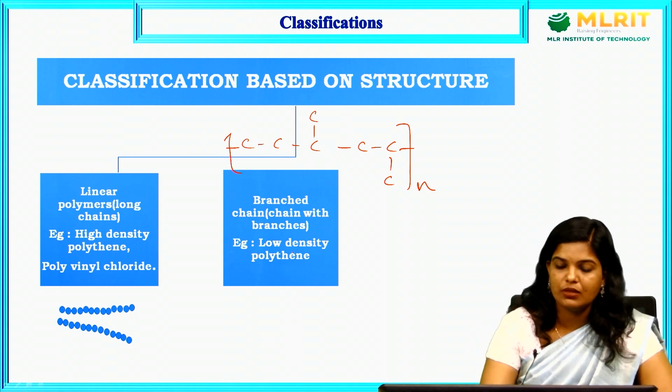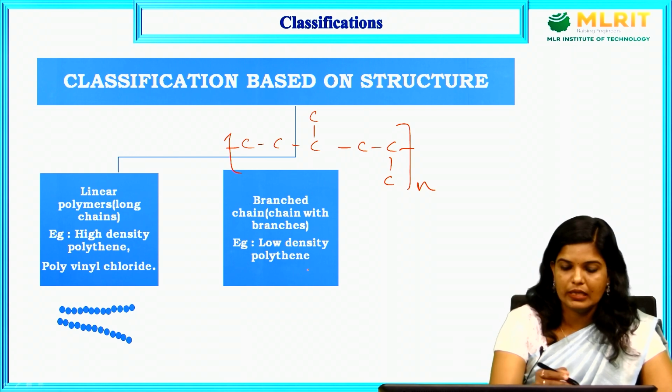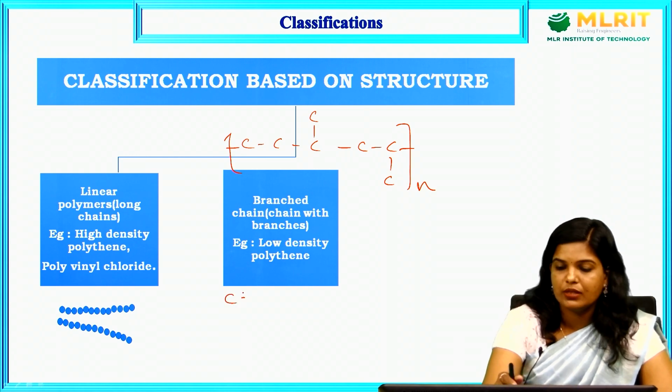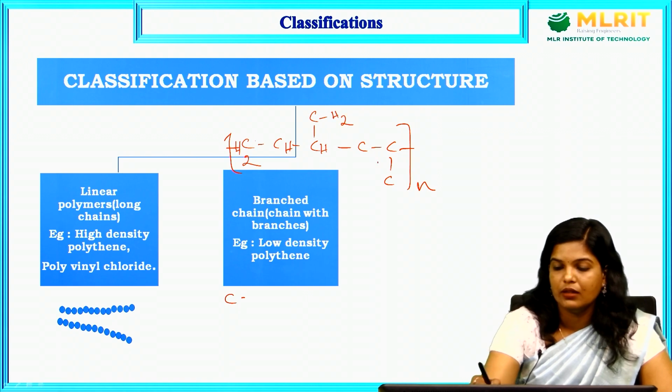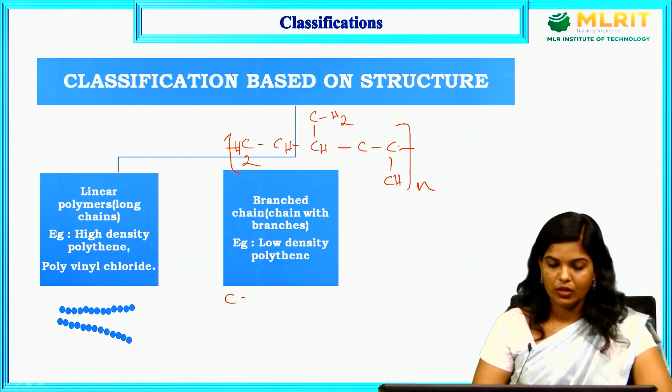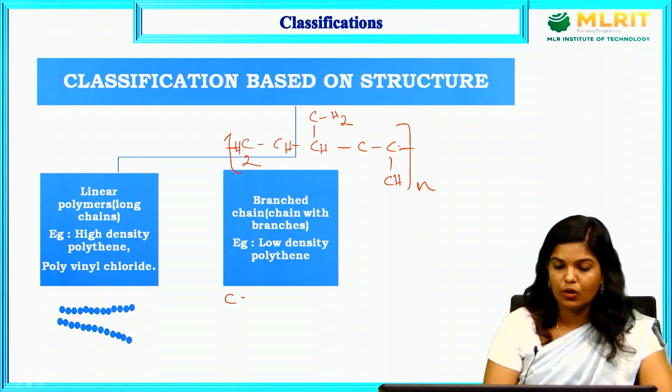And the example is low density polyethylene. We wrote that C, carbon, same thing. Now it is CH2 here, this will also be CH, C, CH2, like that, it will be moving like this, okay. So this is known as low density polyethylene.